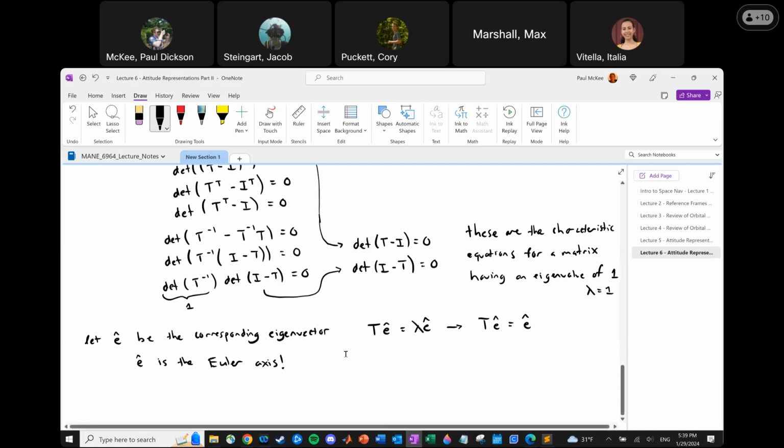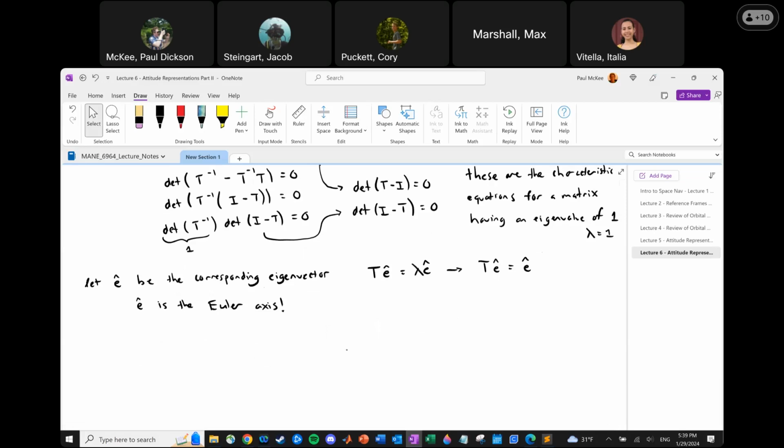So we can put this in more mathematical terms. Thus, the eigenvector corresponding to the unity eigenvalue is the fixed axis of rotation.